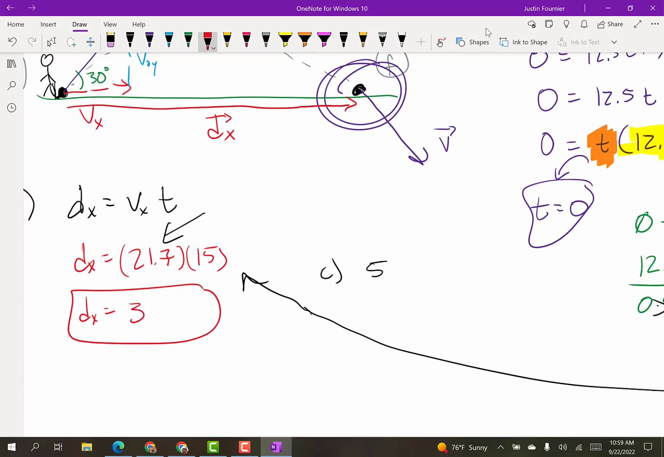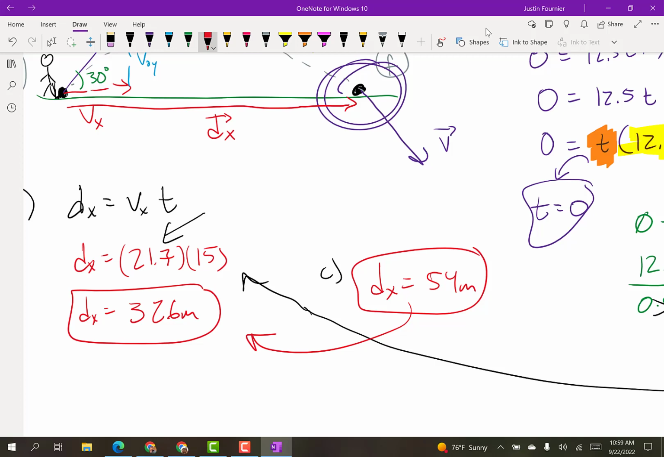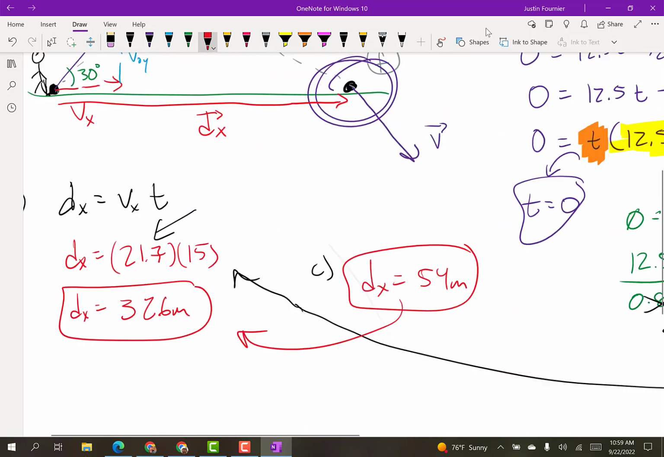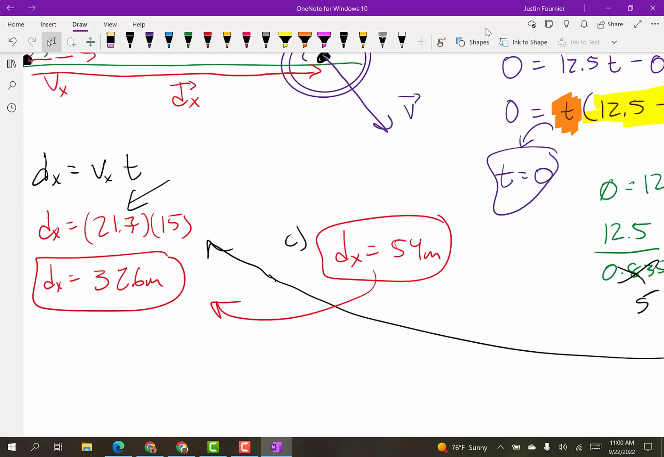326 meters right there. And then if I plug in 21.7 times 2.5 for Earth, that's going to give me a dx of 54 meters. So you can see much bigger. I can find the ratios, but what exactly does it want me to do? How much further? So much further, almost 300 meters further on the moon.